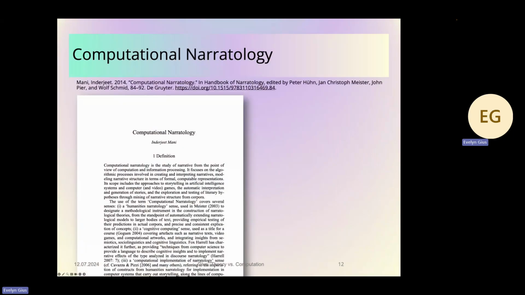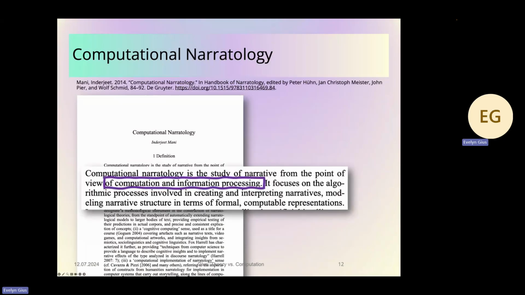Right, what is computational narratology? Computational narratology is the study of narrative from the point of view of computation and information processing. This is the entry on computation and narratology from the handbook of narratology, so no computation in the handbook overall, but in this entry. It is also the only entry written by somebody who is not a narrative theory person, also very interesting. I mean, interdisciplinary humanities is of course closely connected to narrative stuff, but he's a computer scientist.